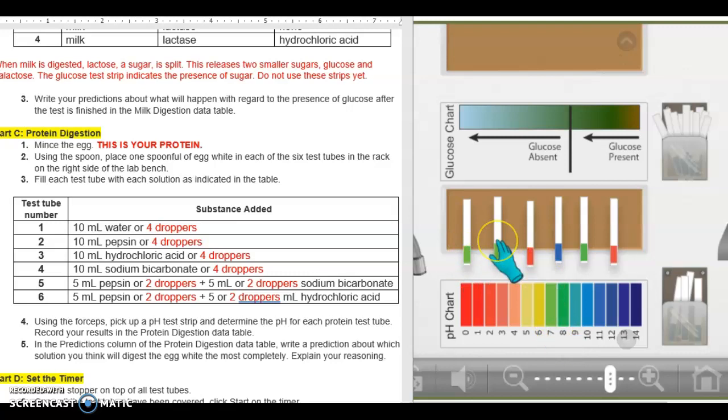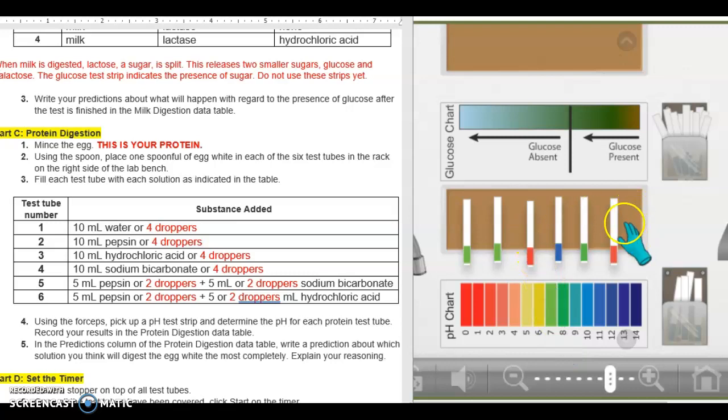Number 2 is pepsin, and number 6 is pepsin. Number 5 is pepsin and sodium bicarbonate. So what you should see here is that the pepsin by itself does not have an extreme of pH. It's also neutral, and it neutralizes whatever's happening with the sodium bicarbonate. So these 3 green test tubes are neutral. There's not going to be any acidic properties to those test tubes.